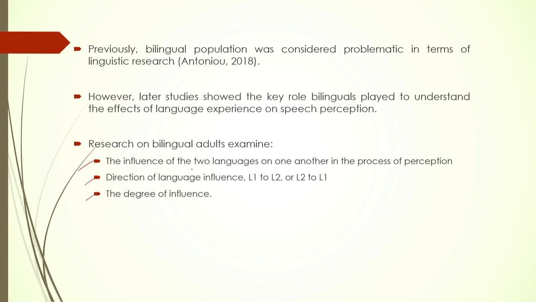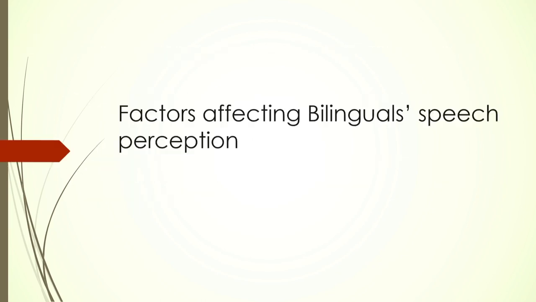First, the influence of the two languages on one another. We have already seen some pointers to that, that there is some amount of give and take. So there is an influence which could be either way, from L1 to L2 or L2 to L1. Then the direction of that influence, whether it is from L1 to L2 or L2 to L1, or whether that direction is dependent on other factors, proficiency, dominance, and many other factors. So the direction of that influence and the degree of that influence together come under the broader category of influence of one language on another.